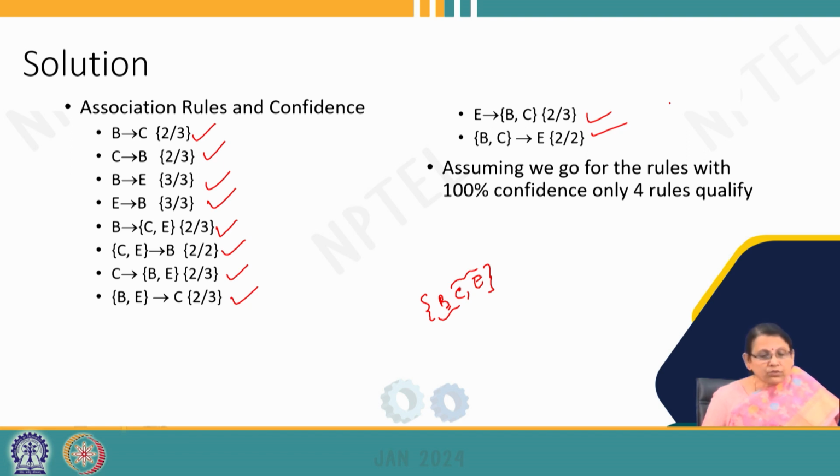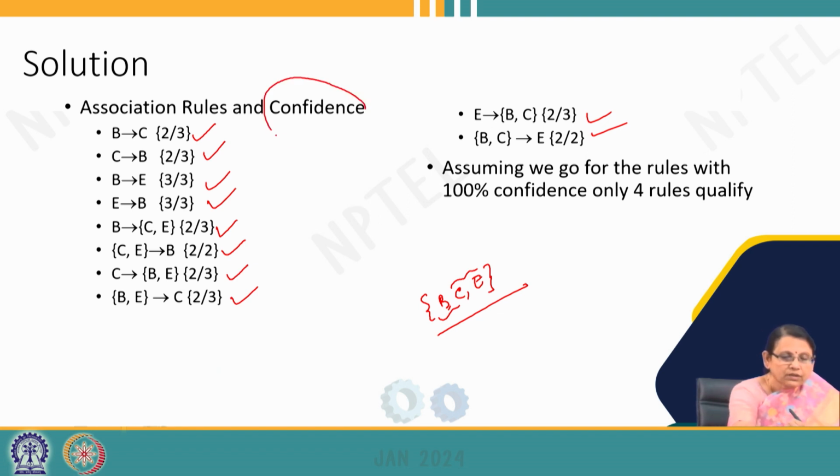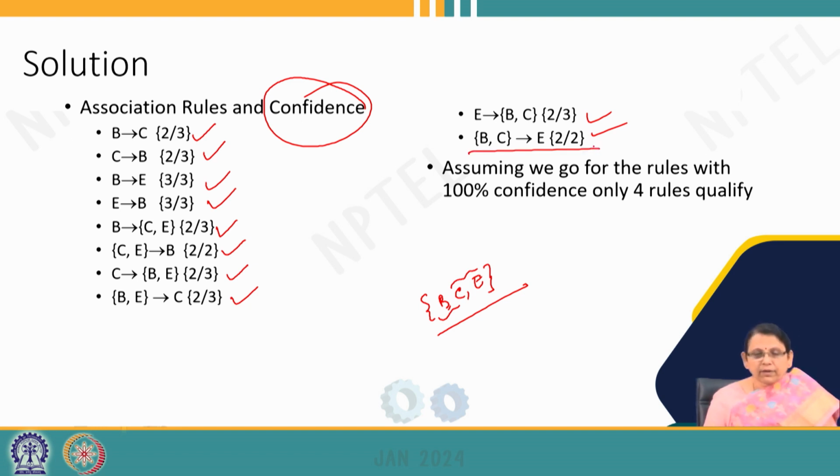Now, based on our support we have got this frequent pattern and these are the rules we have got. Now, we will be using this thing called confidence. Assuming that we go for 100% confidence. What is 100% confidence? If the antecedent occurs, then the consequence is also there. So, in that case only these 4 qualify. So, finally, in my rule base these will be there.